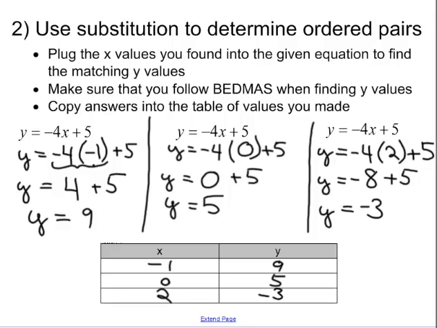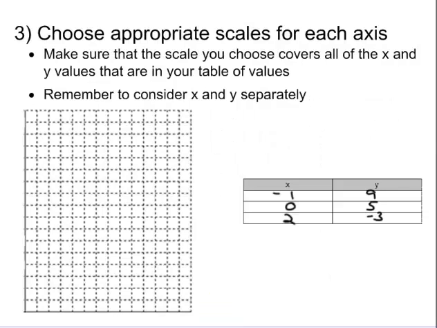So once this step is done, you have a nice table of values with 3 x values and 3 corresponding y values. And we can go on to step number 3. We know that the horizontal axis here is the x, and the vertical one is the y. Our x values range from negative 1 to 0 to 2, and our y values range from 9 to 5 to negative 3. So we're going to change this graph by adding in the axes. And the x values need to range from negative 1, which is here, to 0 to 2.